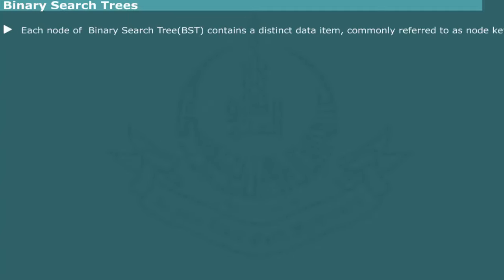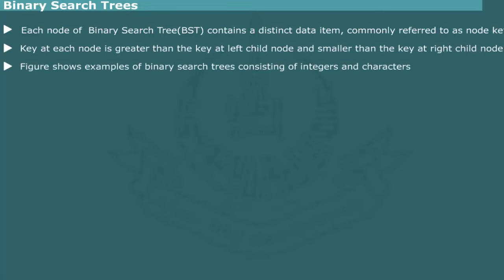Binary search trees. The binary search trees were briefly introduced earlier. Each node of a BST contains a distinct data item which identifies the contents of the node. The data item is commonly referred to as the node key. In a search tree, the keys of all nodes in the left subtree are smaller than the keys of all nodes in the right subtree.